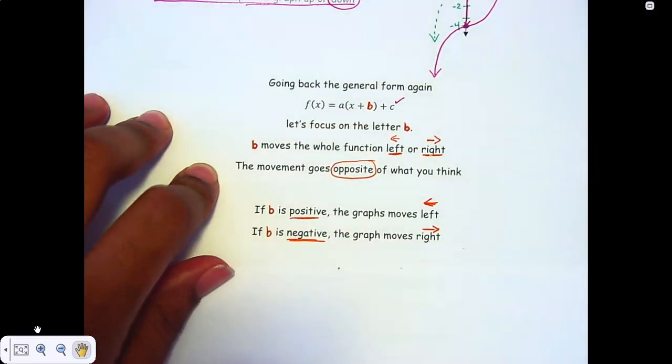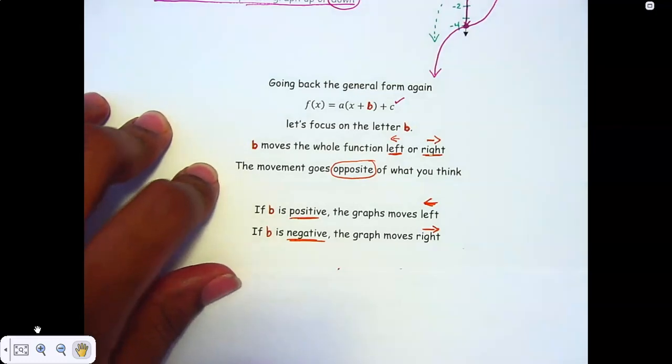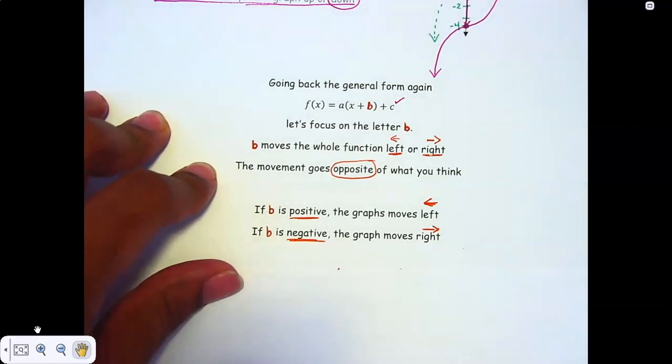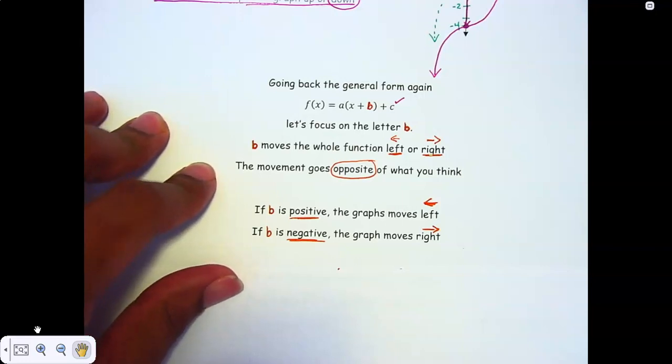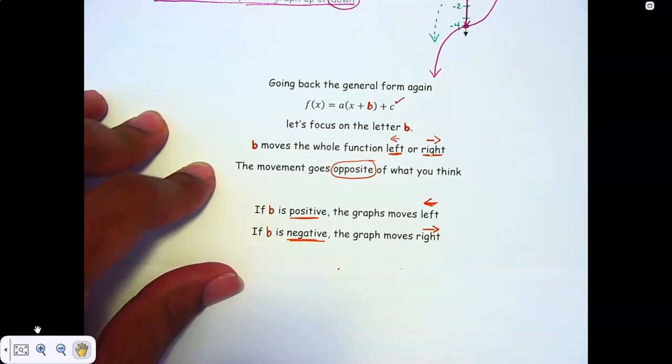So if it's positive, it goes left. Negative goes right. Remember, opposite of what you think. Positive goes left. Negative goes right. Opposite of what you think.